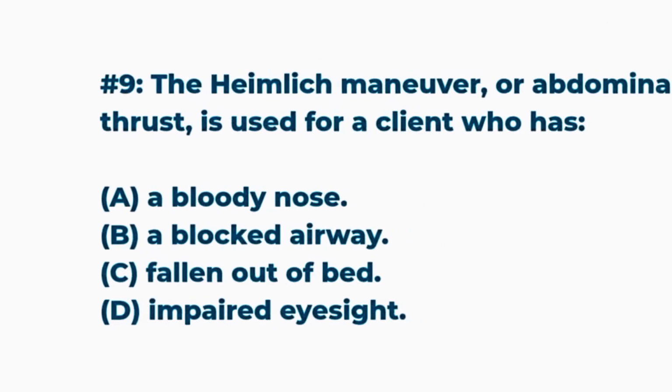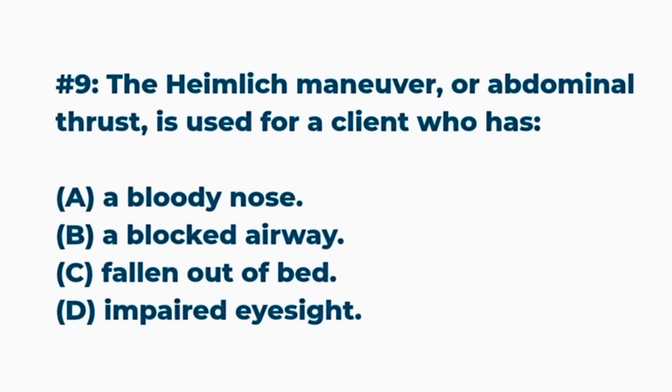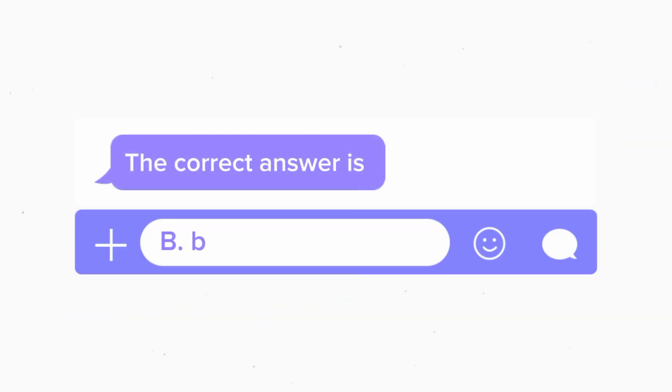Number 9. The Heimlich maneuver, or abdominal thrust, is used for a client who has A. A bloody nose. B. A blocked airway. C. Fallen out of bed. D. Impaired eyesight. The correct answer is B. A blocked airway.